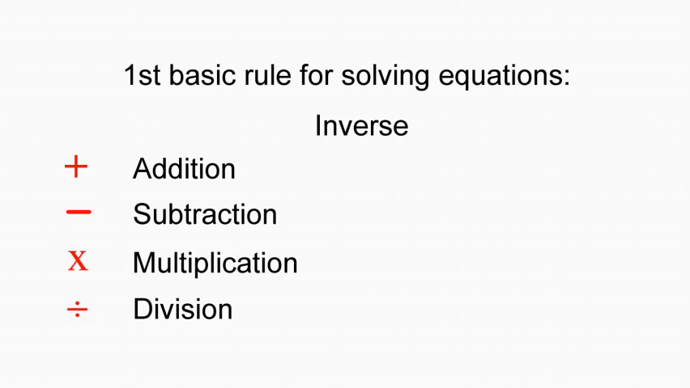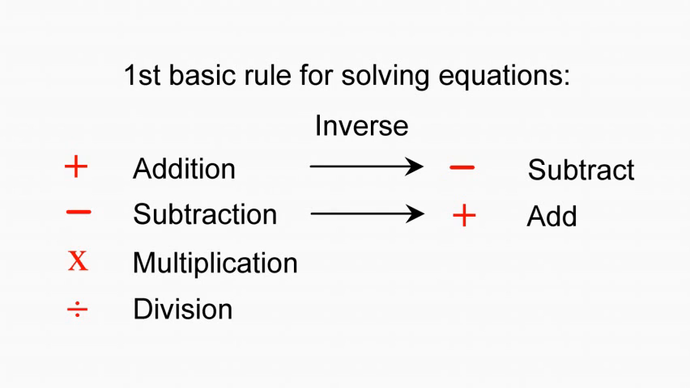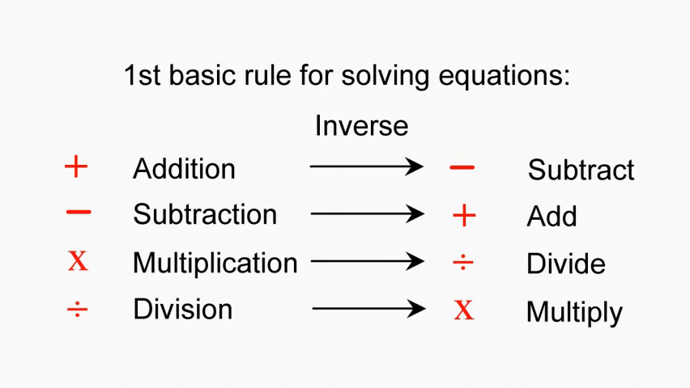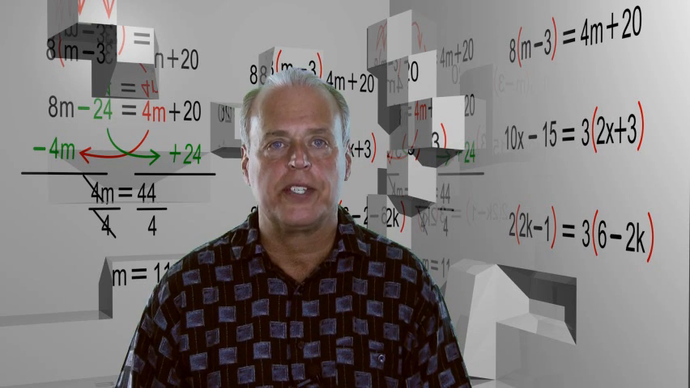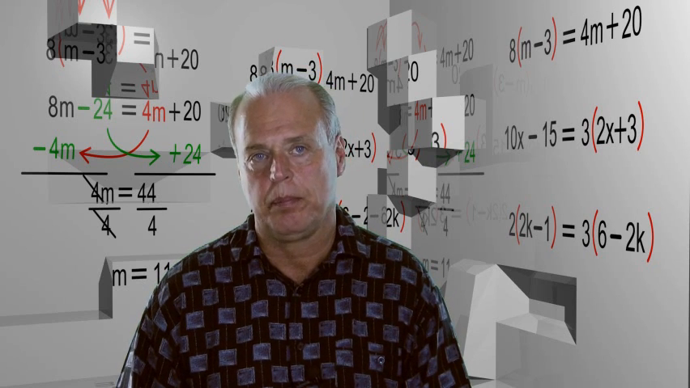The inverse of addition is subtraction. The inverse of subtraction is addition. The inverse of multiplication is to divide, and the inverse of division is to multiply. You can solve most basic equations performing one or more of these basic operations. Let's see if we can now solve problems with more than a single arithmetic operation in them.